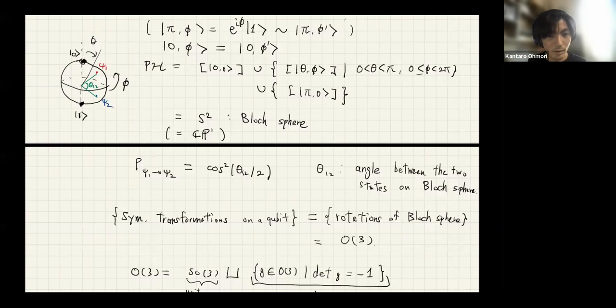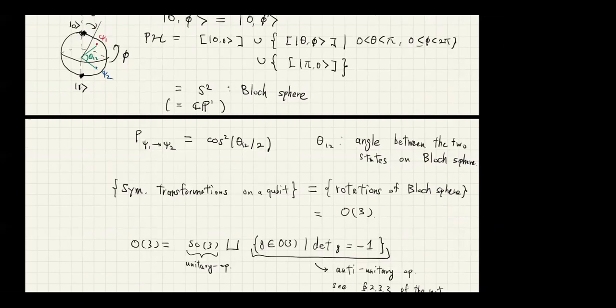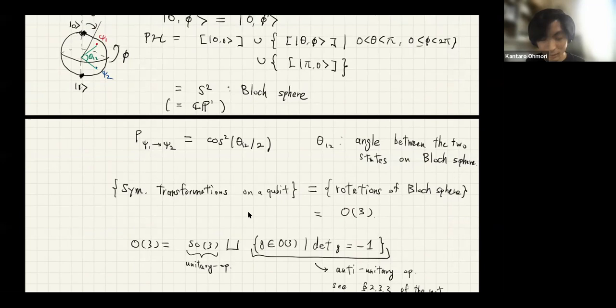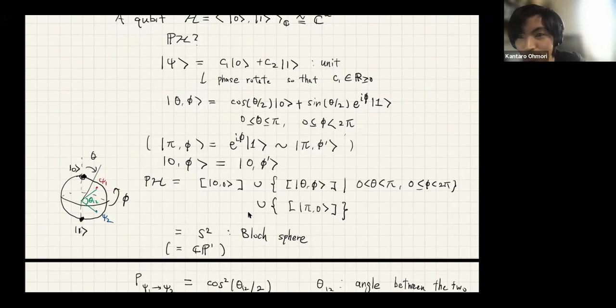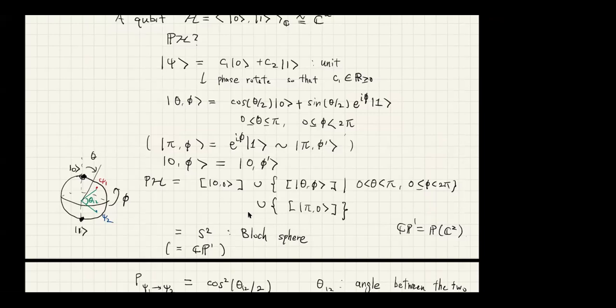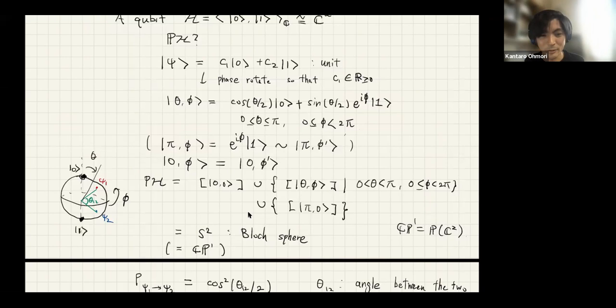May I ask a question? Why is S2 equal to CP1? If I remember, it should be CP2 or something. It's CP1. It depends on notation, but usually it's called CP1, that's complex dimension one. CP1 is just a notation; CP1 is P of C2. And why it's isomorphic to S2 is just what I explained.